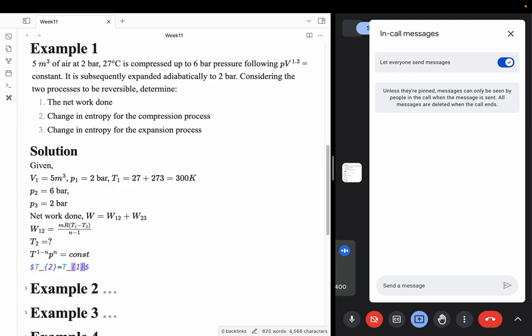T2 is T1 times (P1 by P2) whole power (n minus 1) by n.